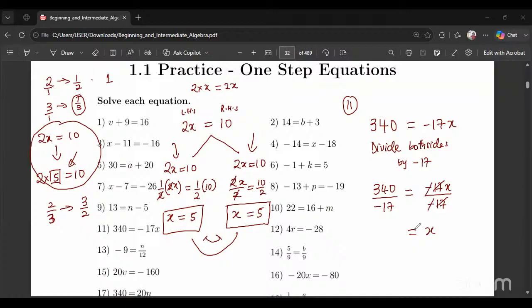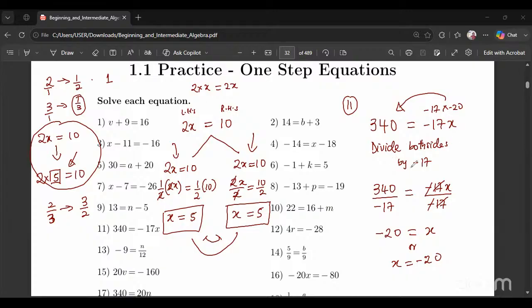And on the left hand side, 340 divided by 17 will be negative 20. So you can also say x is equal to negative 20. What this means is that when you multiply 17 by negative 20, that should give you 340. You want to try that and tell us the answer in the comment section, fine.